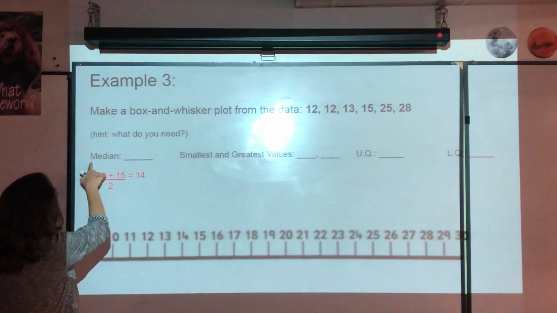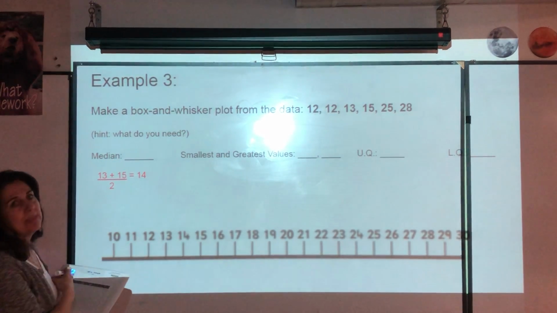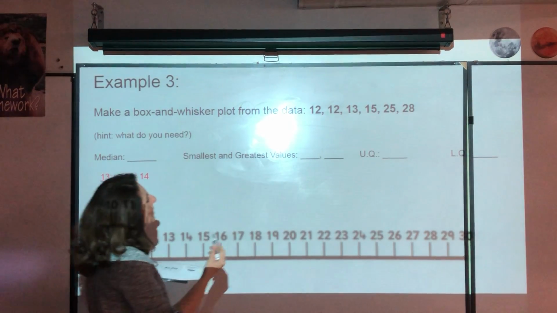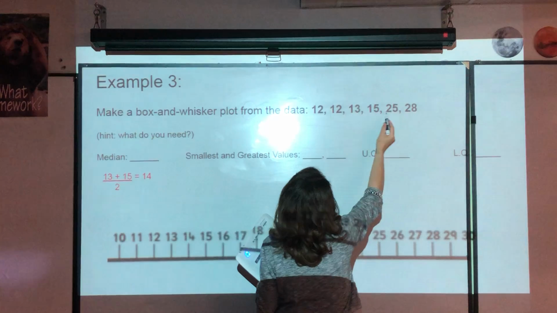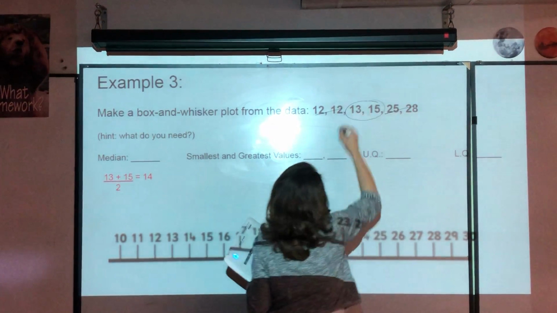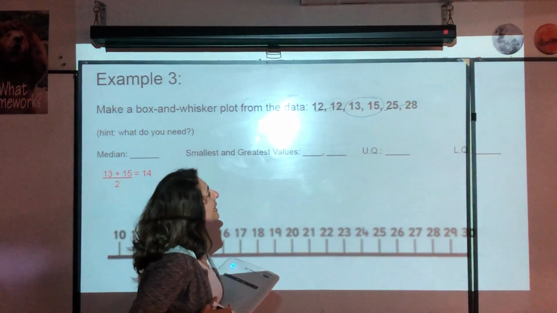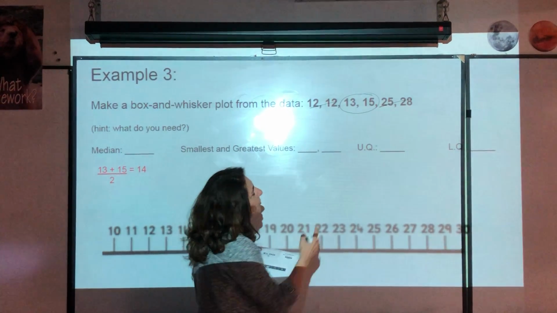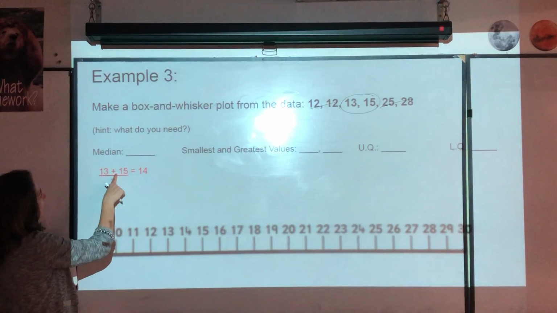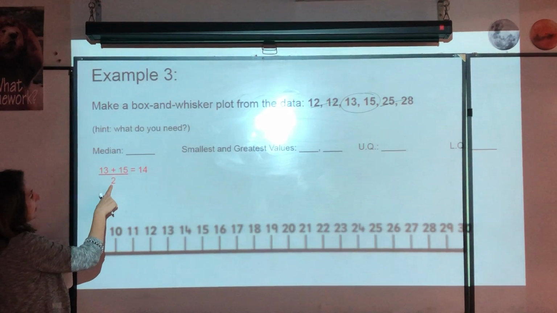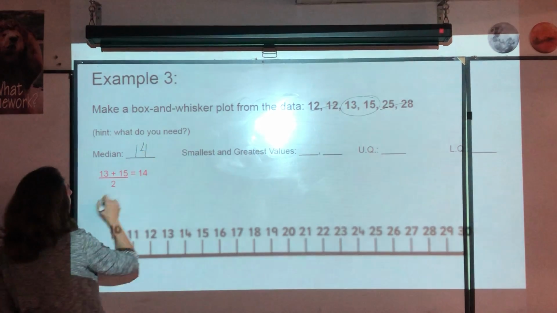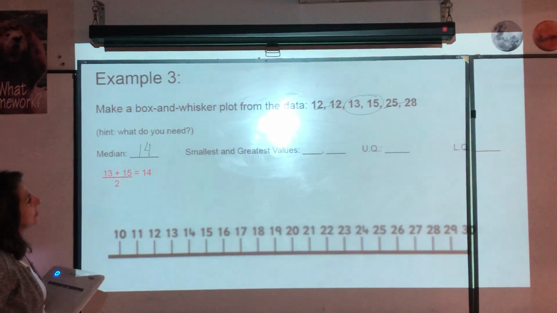So let's see. The median. How do I find the median again? The median is the number in the middle. So I have 1, 2, 3, 4, 5, 6. These two are in the middle. I have two numbers in the middle. If I have two numbers in the middle, what do I do? I do the average between them. I did it here for you. 13 plus 15 is 28, divided by 2 is 14.